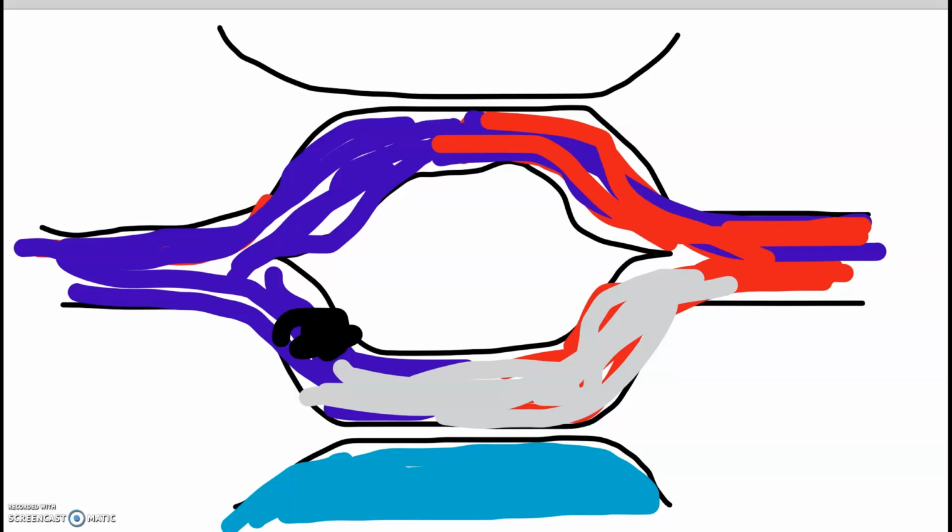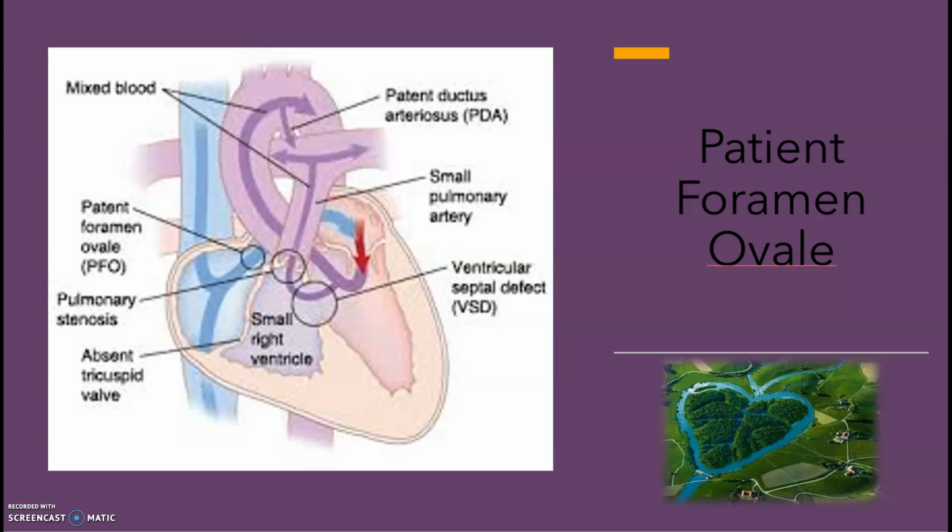Okay, so let me go back to my PowerPoint. Okay, so the patent foramen ovale, this is a good example of what's going on with a VQ mismatch. You see here, this is a patent foramen ovale. This is supposed to close in a child at childbirth, and in patent foramen ovale, this did not close. And so we see some of this blue blood mixing in with the red blood and being put back into circulation. This is what we call a venous admixture, when there's venous blood mixing with the arterial blood. So that's why this blood here is purple, because it's got some oxygen in it, but not really enough.